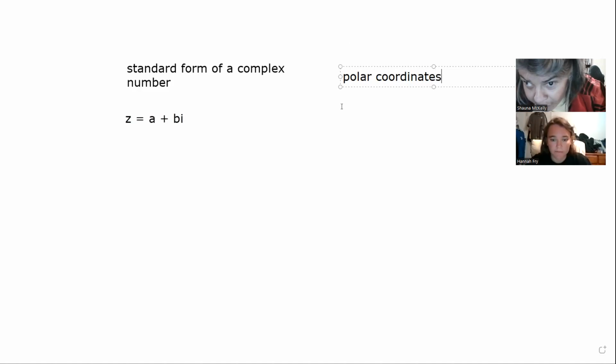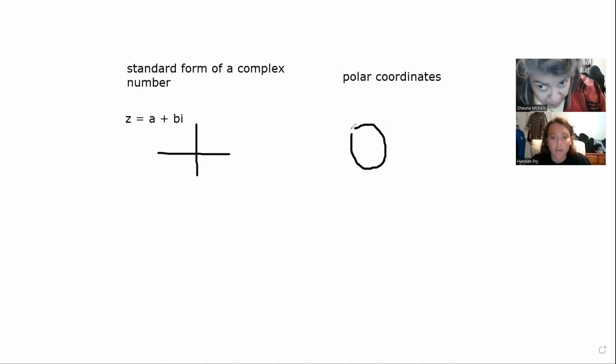And polar coordinates, remember, instead of being on a grid like you're used to, something that looks like this, we went to something that looks like this. When we went to polar coordinates, we had R and we had theta. So we had a radius and we had an angle.